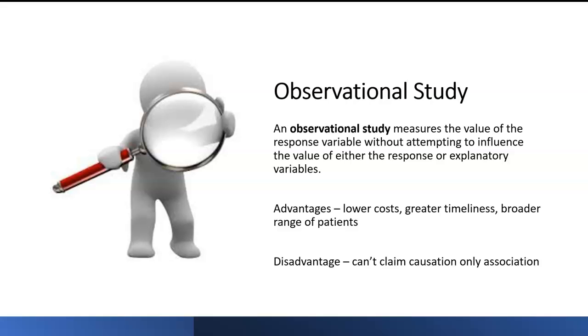So in our example earlier, if we were only doing an observational study and we found that those smoking cigarettes get lung cancer at a higher rate than those that don't smoke cigarettes, we cannot claim that smoking cigarettes causes lung cancer if it's an observational study, okay? Because there are some limitations to observational studies, which we're going to talk about in just one moment.